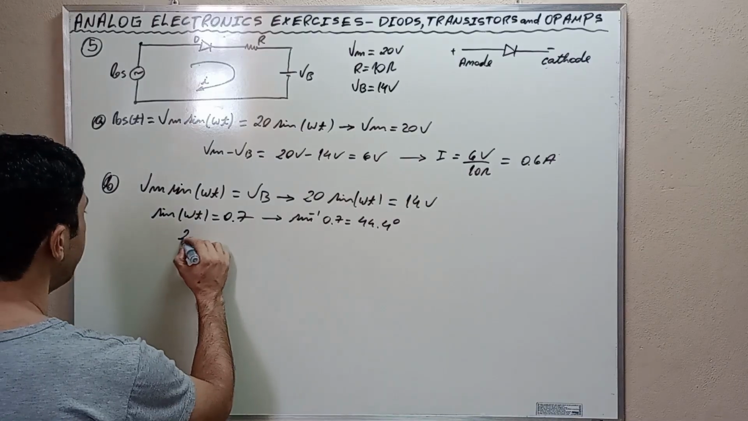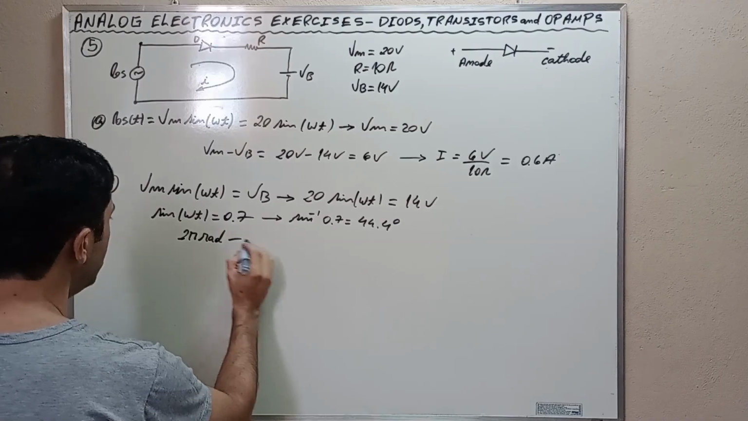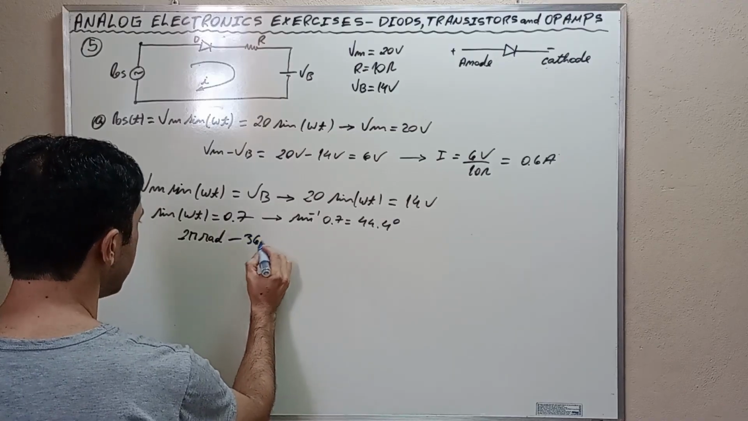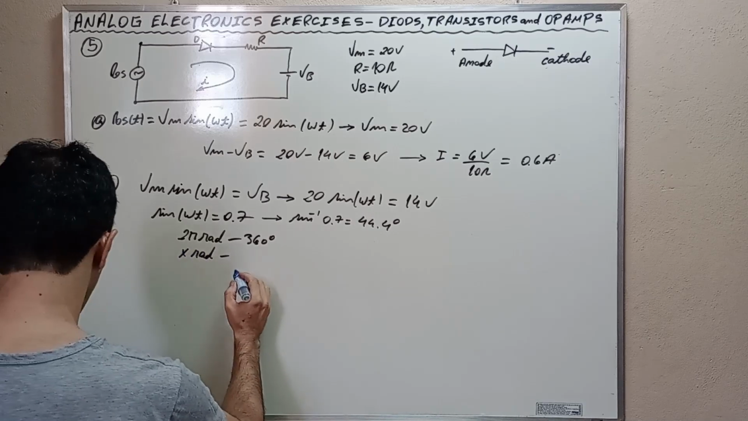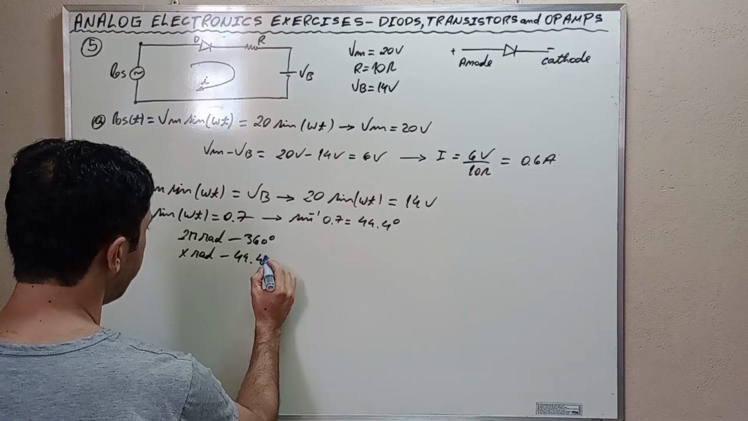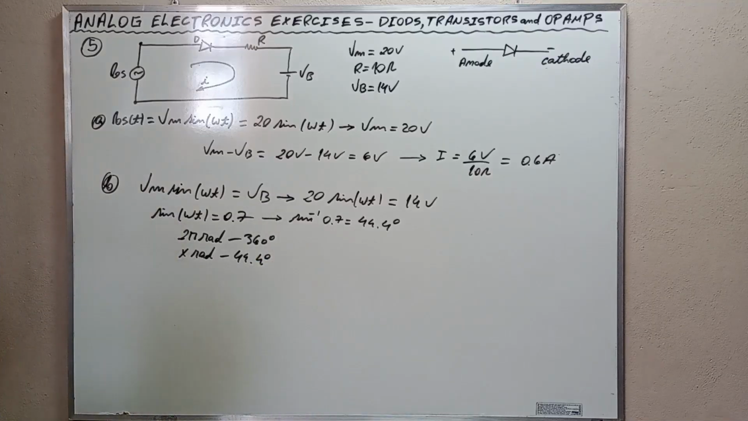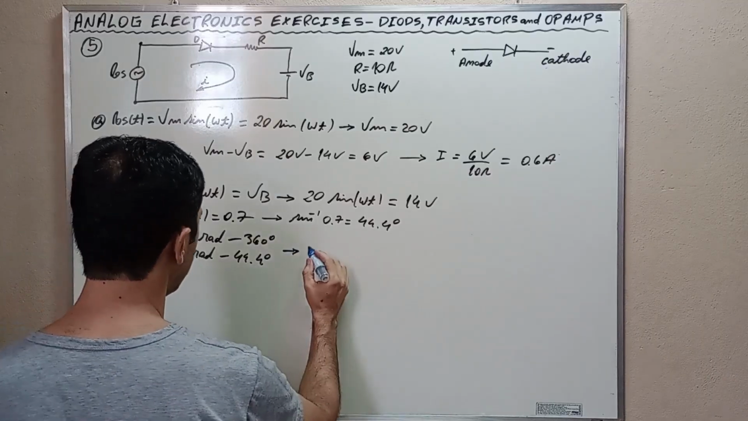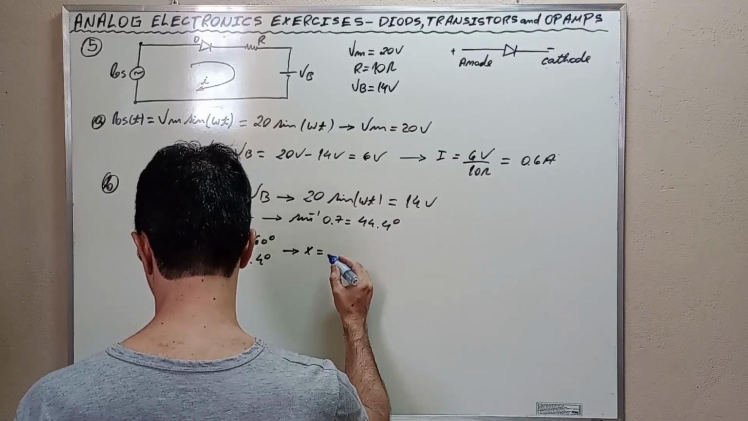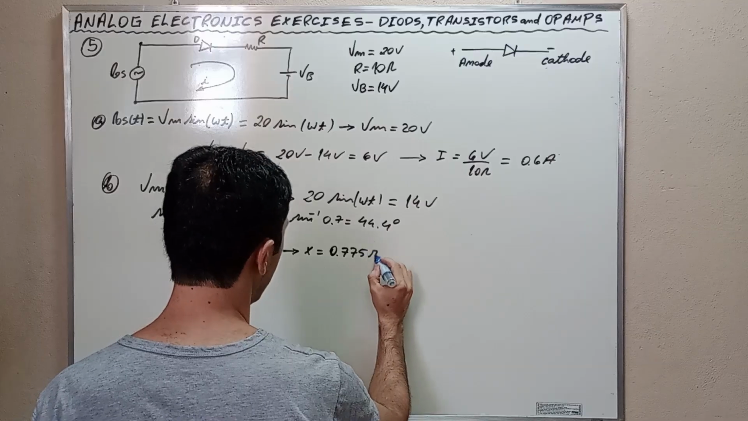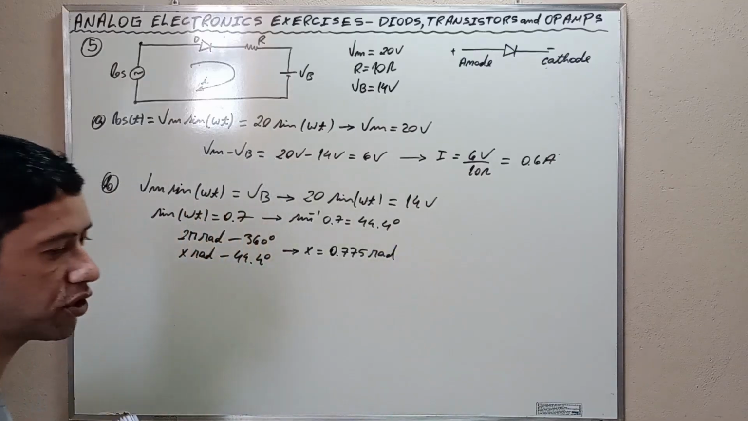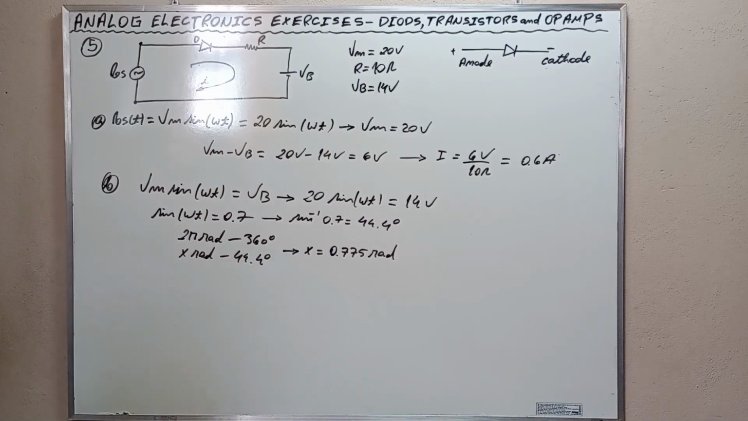2 pi radians is equal to 360 degrees. X radians is equal to 44.4 degrees. Okay, this is a rule of 3 in which we find that x is equal to 0.775 radians. Okay, we are going to work with radians rather than degrees. All right.